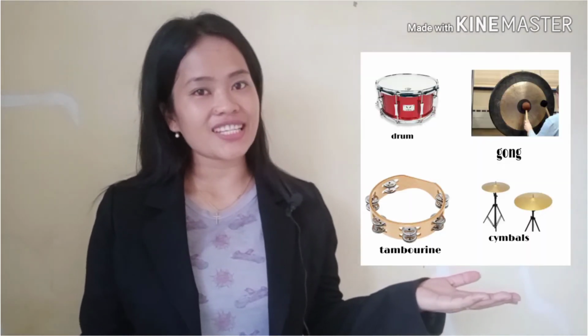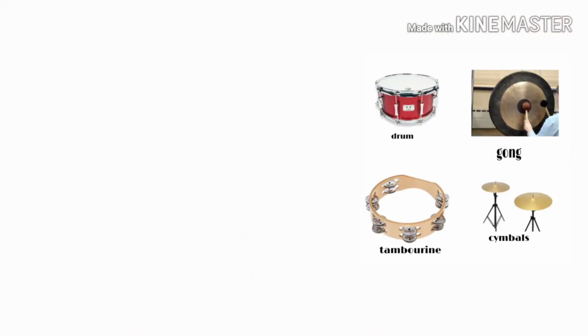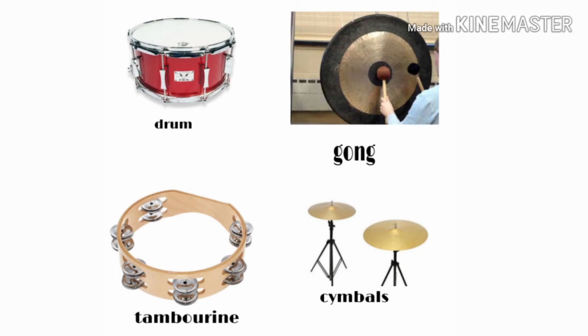Third, percussion instruments. Do you know what are some examples of percussion instruments? Yes, these are some examples of percussion instruments. Percussion instruments are objects that produce sound when hit, shaken, or rapped.